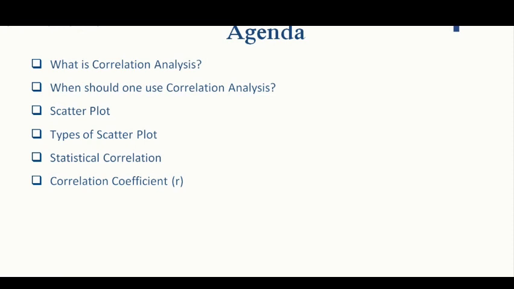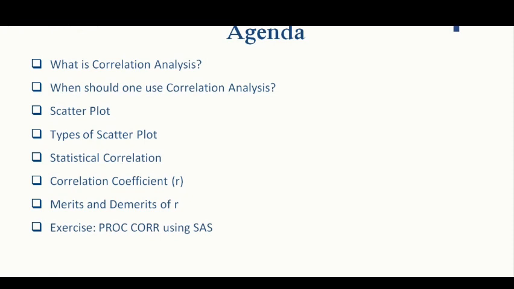We will be focusing today only on two variables. The concept can be extended to more than two variables in multiple correlation and multiple regression, which we are not covering in this course, or at least in this particular lecture. So, the correlation coefficient and its merits and demerits. This forms the agenda for today's session.